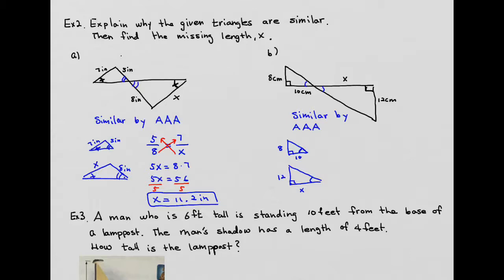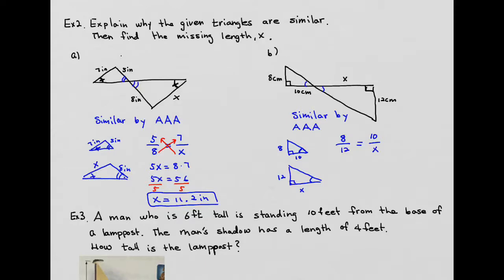So I know 8 and 12 are proportional, and 10 and x are proportional, right? So I should be able to write fractions. It will be 8 over 12, and 8 comes from the smaller triangle. So the other fraction's numerator should come from the smaller triangle, and that will be 10 over the unknown.